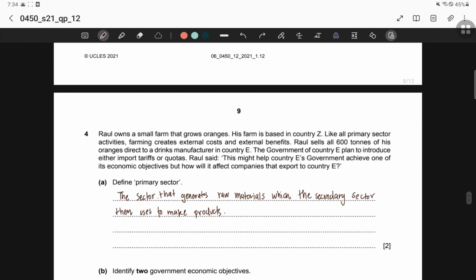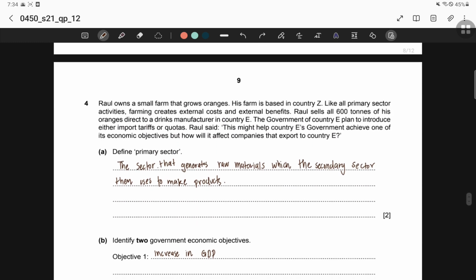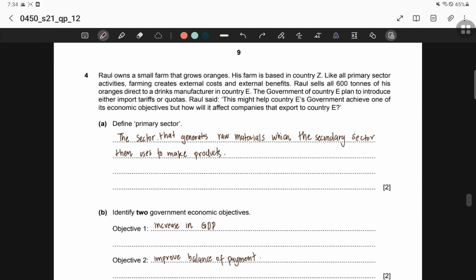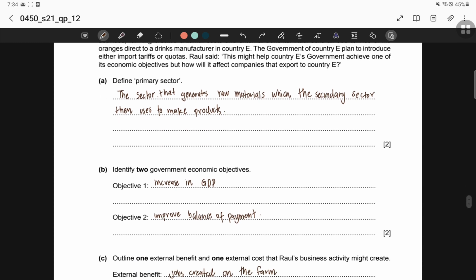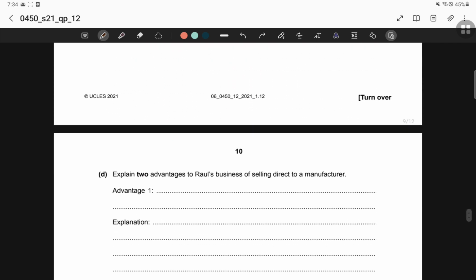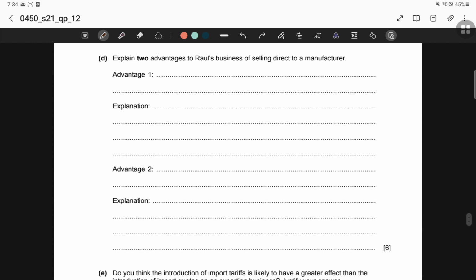the manufacturer of the, I think, is it juice? I'm not sure. Yeah, I think it's a drink manufacturer. So that is an advantage.